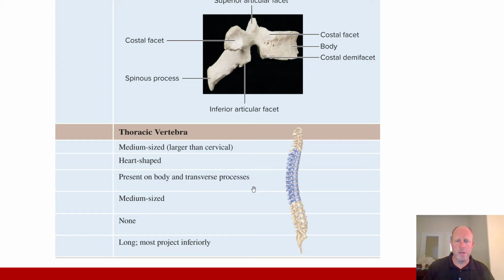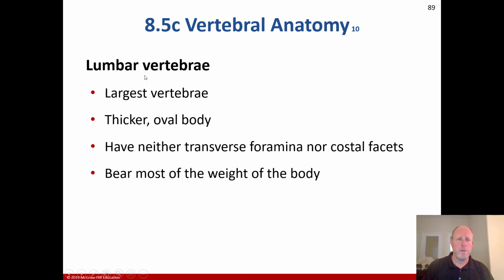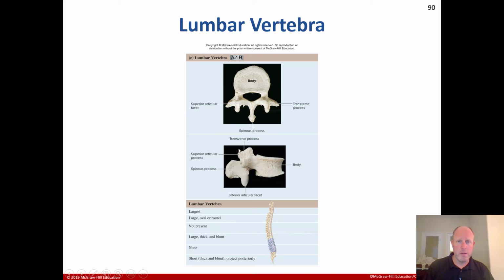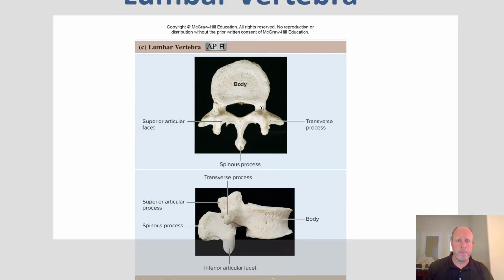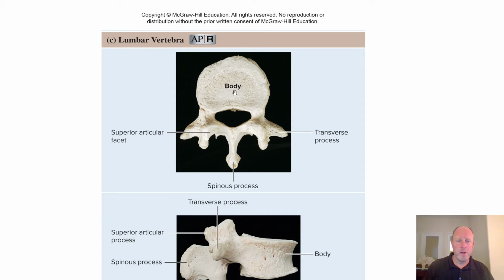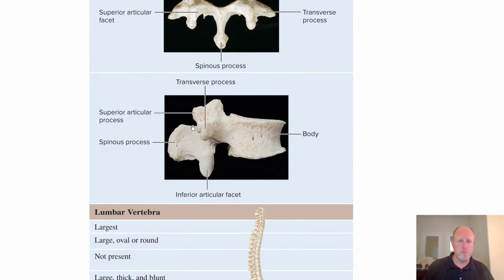They're medium size, larger than cervical, not as large as the lumbar spine. The lumbar vertebrae are the largest vertebrae. They have a thicker overall oval body. They have neither the transverse foramina nor costal facets. They bear most of the weight of the body. And so a larger body of the vertebra there. The superior articular facet, the spinous process, the transverse process, looking at it from the superior view, from lateral view. A transverse process here. There's the body of the vertebra, the superior articular process, and the spinous process.